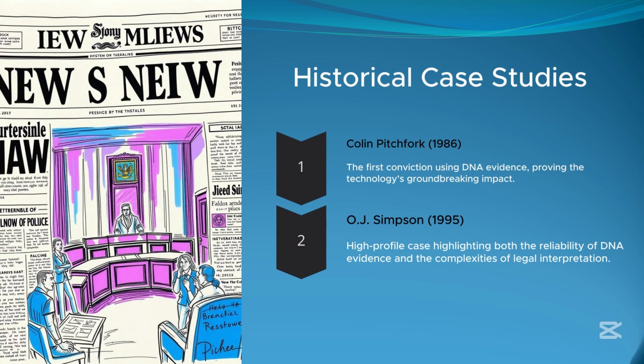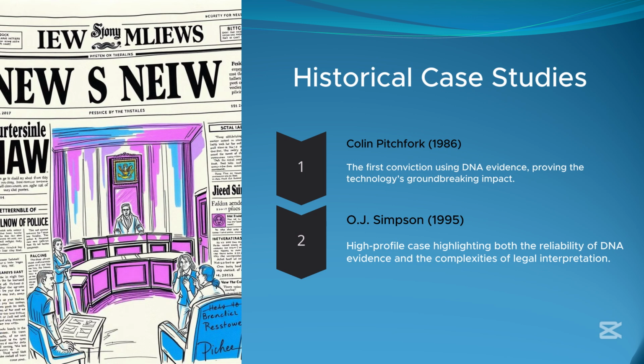The infamous glove demonstration, where Simpson struggled to fit a blood-stained glove, further sowed doubt, overshadowing DNA's scientific authority. The case underscored a critical lesson: technical reliability does not guarantee legal persuasiveness. Jurors, influenced by the defense's narrative of systemic bias and incompetence, acquitted Simpson despite strong genetic evidence.